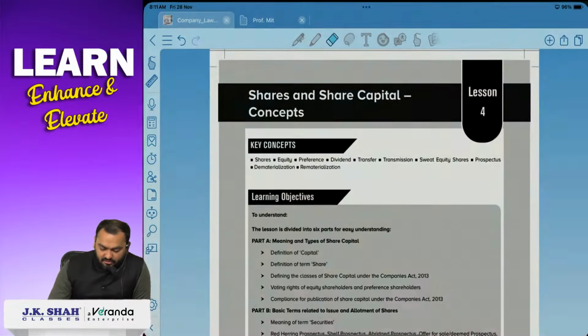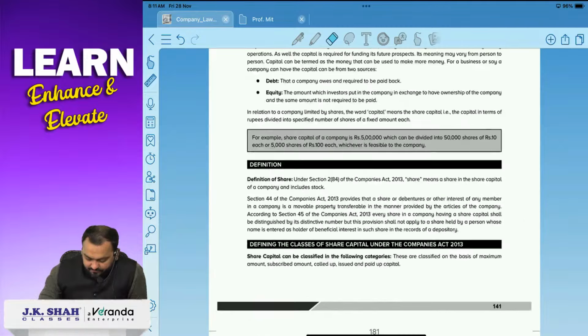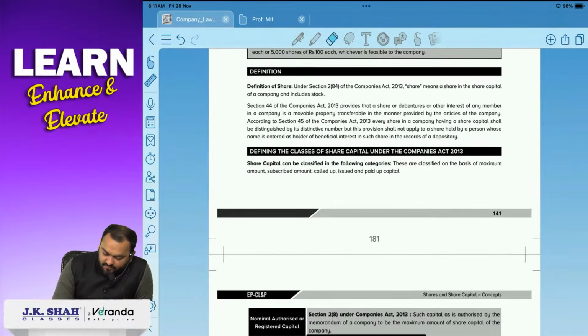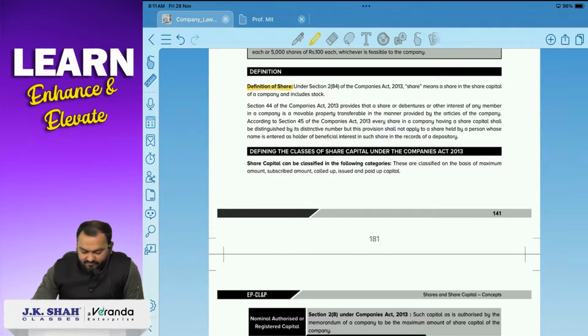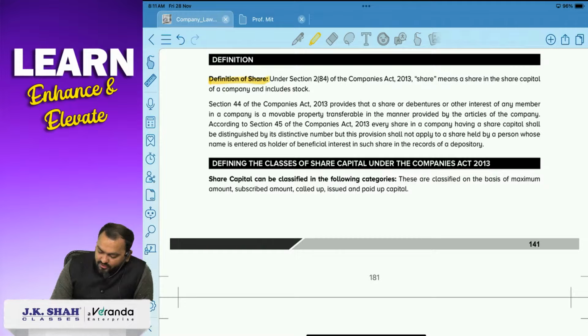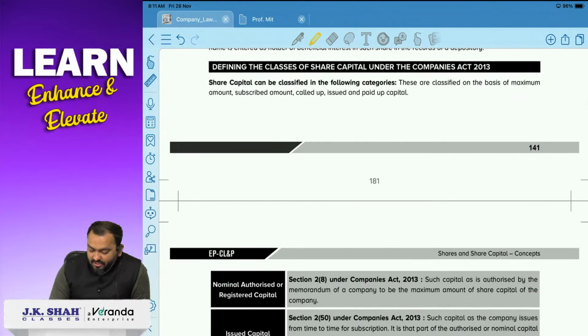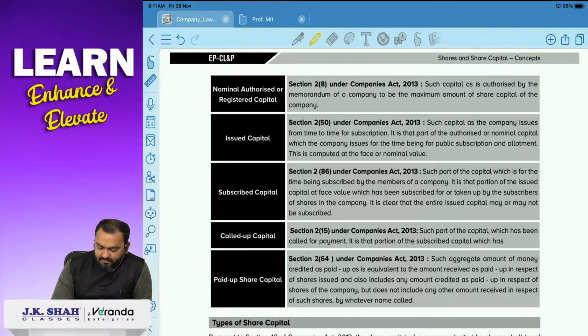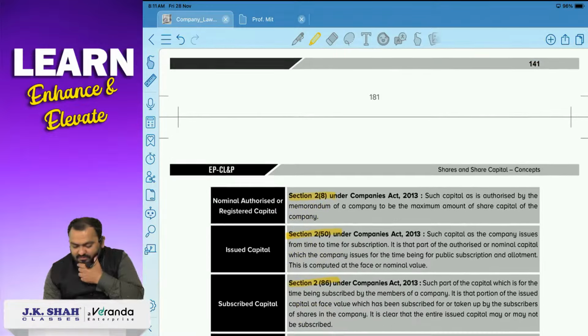Now here in your module you can see the definition of share, which you people are doing from, I guess, after your school. What is a share? Share means share in the share capital of the company and it includes stock. Then you can see the share capital and the different classes of share capital: authorized capital, issued capital, subscribed capital, called up, paid up, unpaid up, uncalled up. All these are the categories, and all these definitions are given here. Just to revise once.